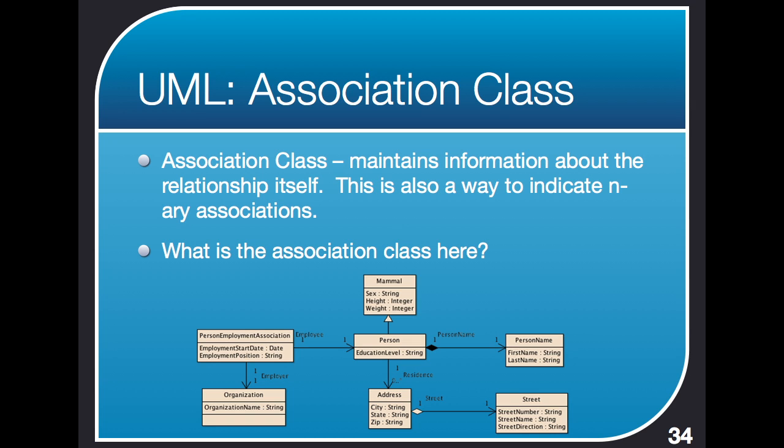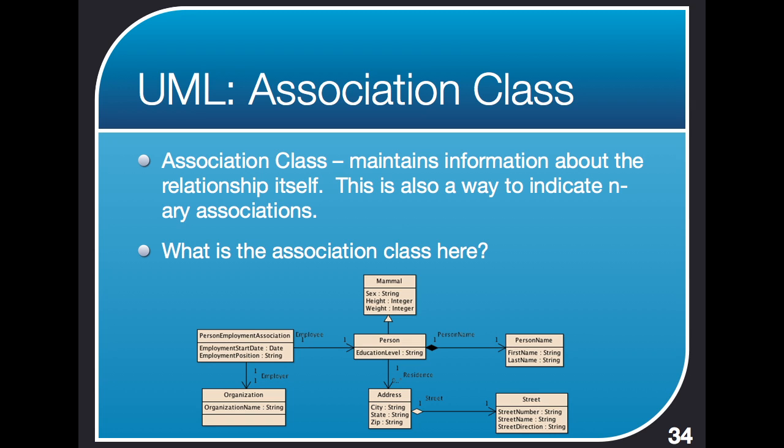It's that person-employment association. And it associates a person, and that association arrow is labeled as employee, with an organization, which is labeled as employer. We need more information than just an employee-employer relationship. We wanted to have employment start date and employment position. So by making an association class, we're able to have the class itself hold information about the relationship itself.